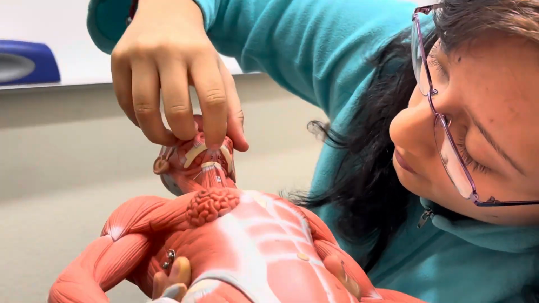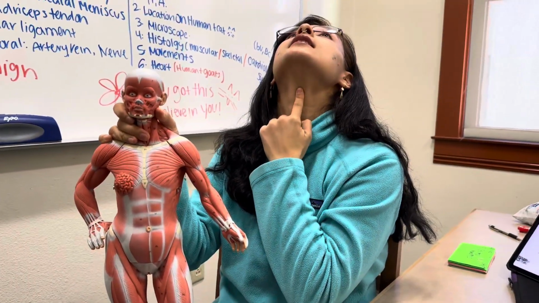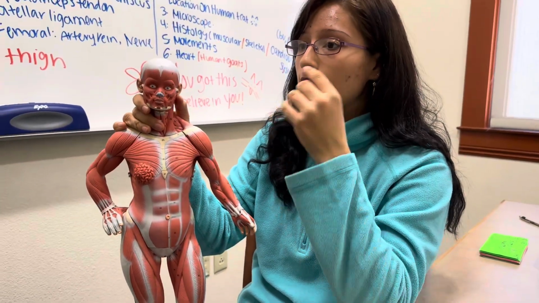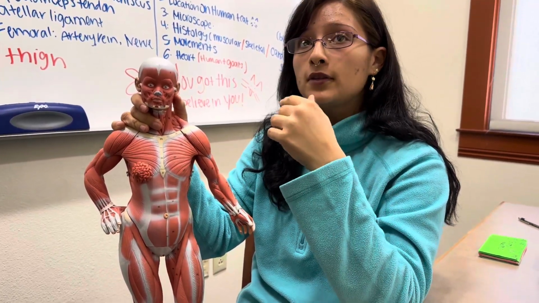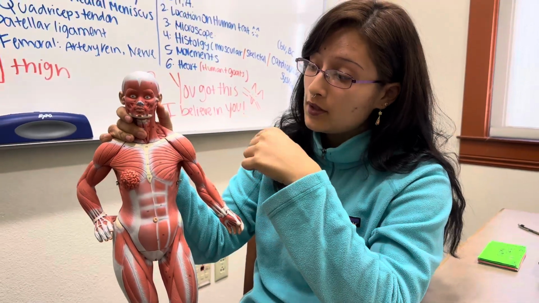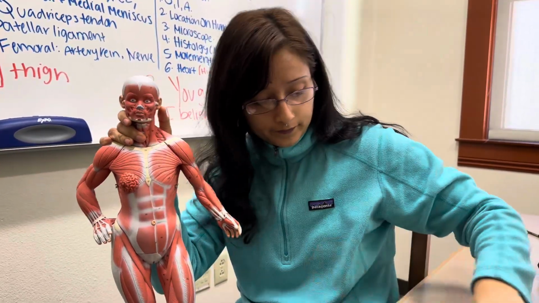So it's right here, number 21. That's the mylohyoid between the digastric muscles. So the mylohyoid's origin is the mandible, the insertion is the hyoid bone, and it allows you to elevate the floor of the mouth.